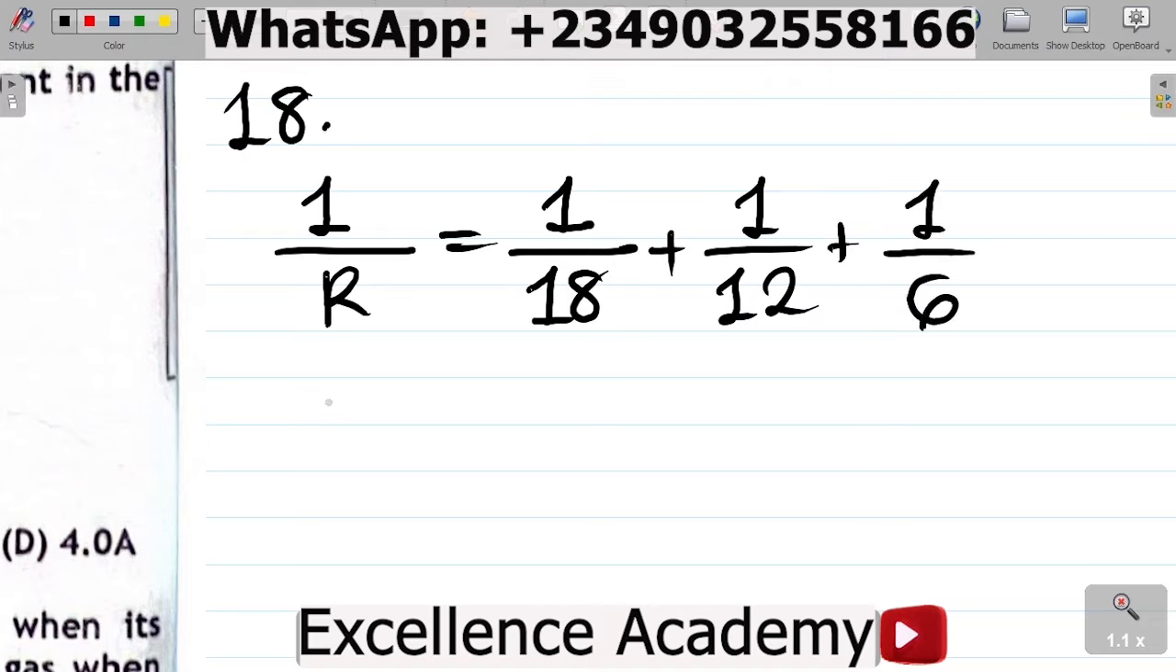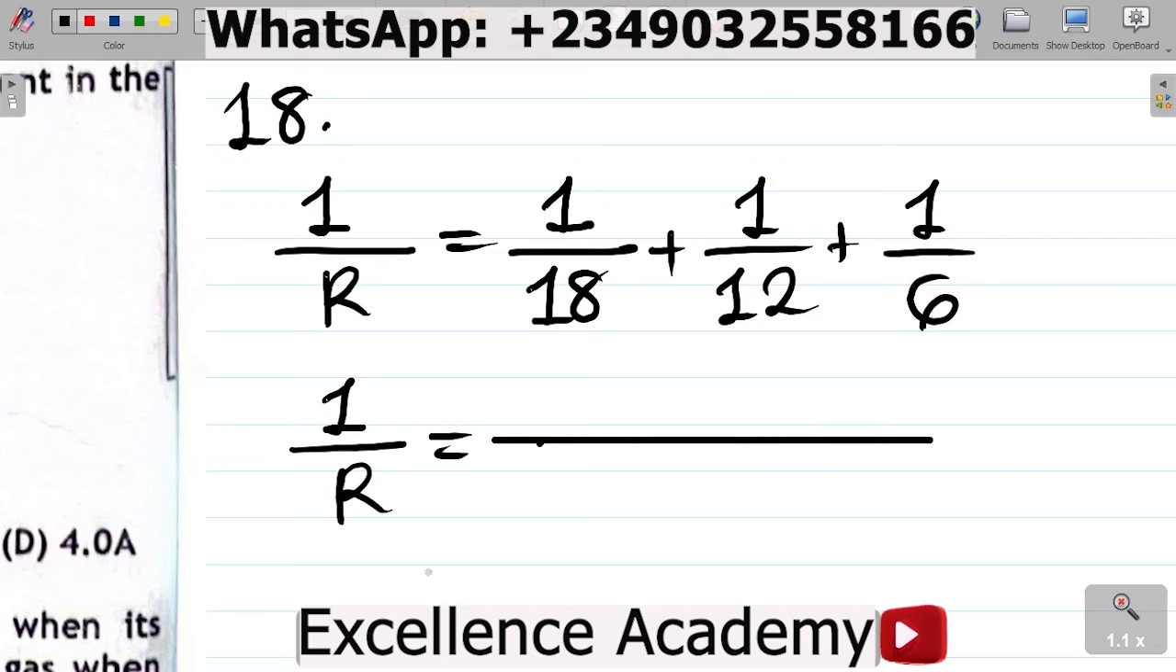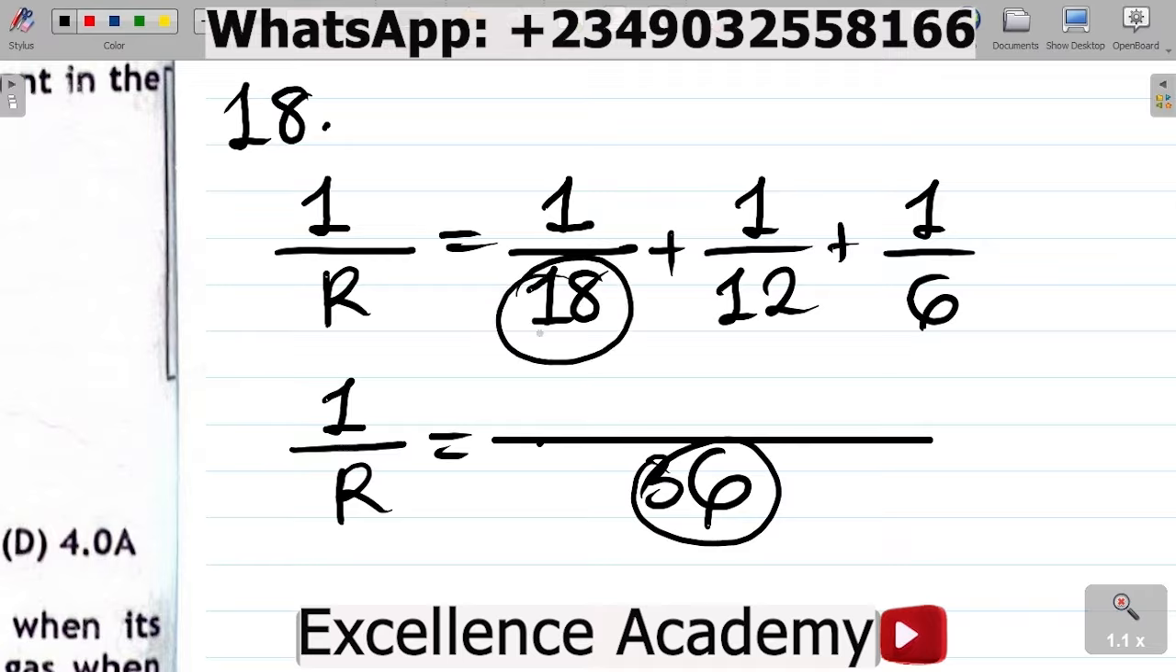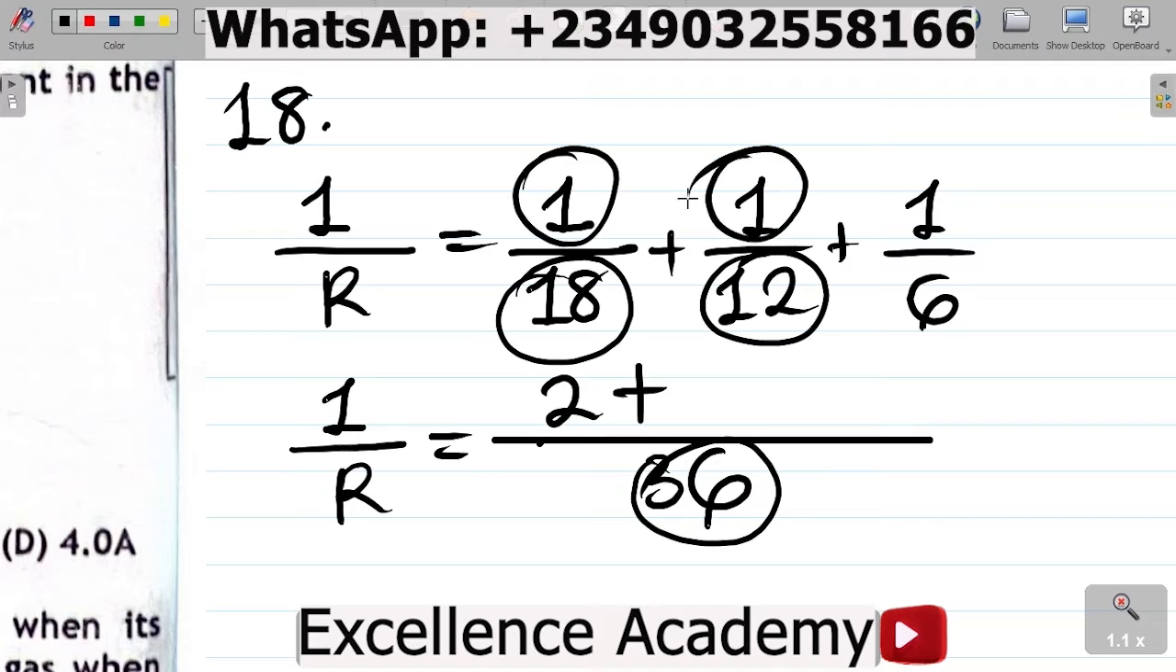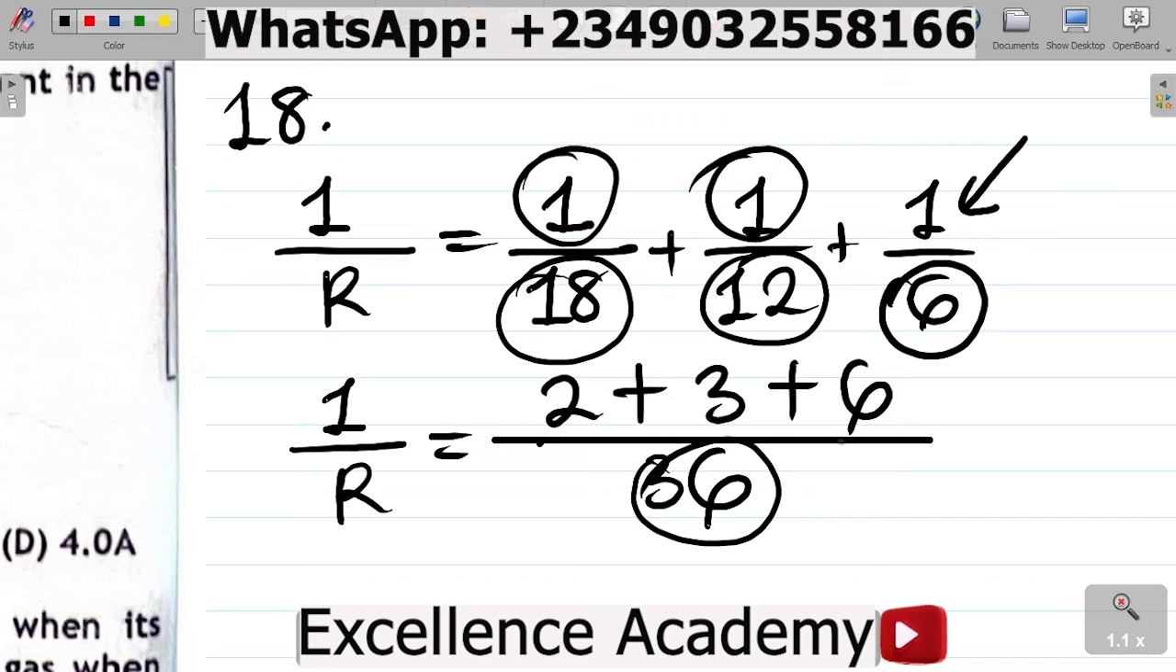Let's get this done. 1 over R is equal to, if I take my LCM, my LCM here will be 36. Now, 36 divided by 18 gives you 2. 2 times 1 here gives you 2, plus 36 divided by 12 gives you 3. 3 times 1 gives you 3, plus 36 divided by 6 gives you 6. 6 times the 1 above gives you 6.